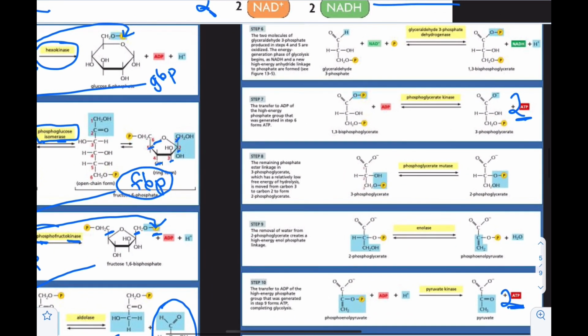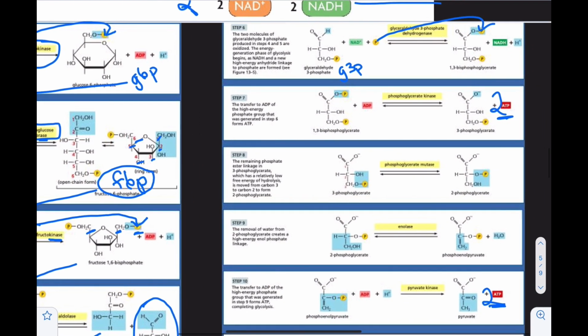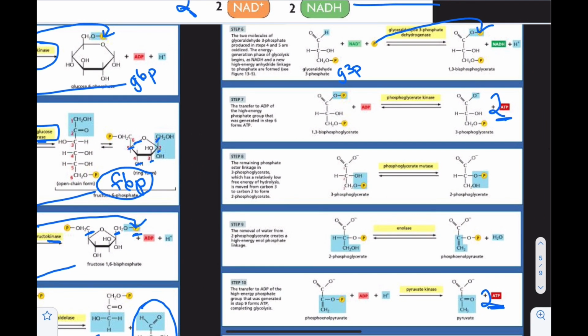So here in step 6, G3P gets phosphorylated. Okay, you've got a high energy molecule now with 2 phosphate groups. And then here, it phosphorylates the ADP, converting it to ATP. That's where we get energy.